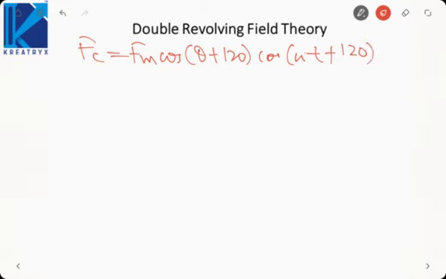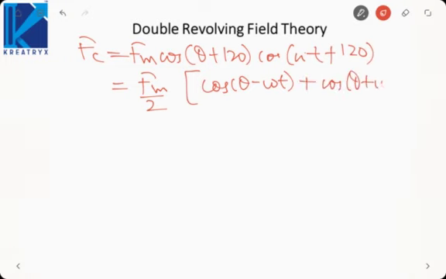plus 120. So if we break it again, Fm by 2, if we subtract these terms, cos theta minus omega t plus cos theta plus omega t plus 240. Okay. So it will be Fc negative plus Fc positive. Whenever there is a negative sign between theta and omega t, it will be forward rotating wave, and positive sign between theta and omega t will represent reverse rotating or backward rotating wave.